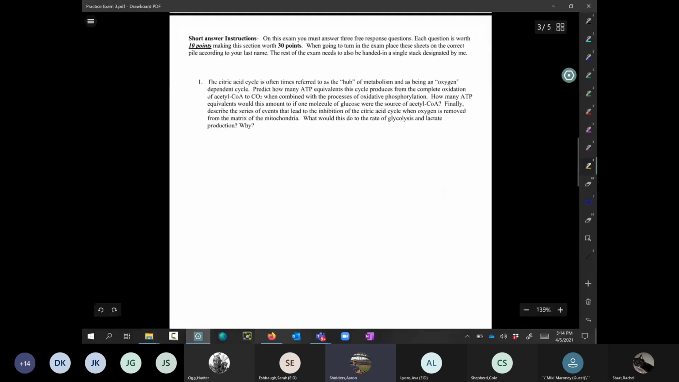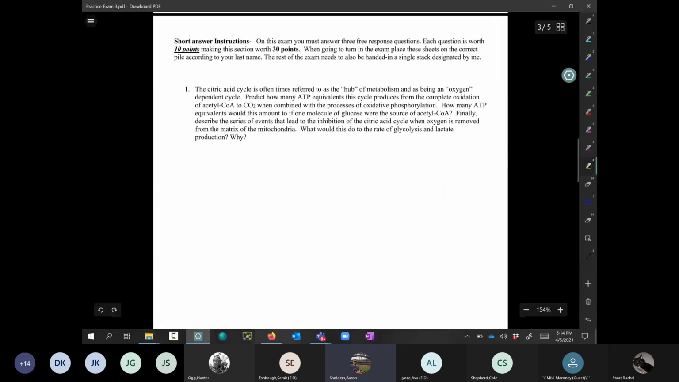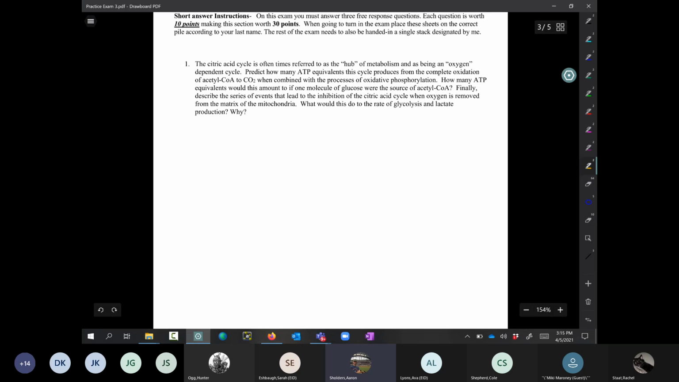Okay, so let's look at number 1 here. The citric acid cycle is often referred to as the hub of metabolism as being an oxygen-dependent cycle. Predict how many ATP equivalents this cycle produces from the complete oxidation of acetyl-CoA to CO2 when combined with the processes of oxidative phosphorylation. How many ATP equivalents would this amount to if 1 molecule of glucose were the source of acetyl-CoA? Finally, describe the series of events that lead to inhibition of the citric acid cycle when oxygen is removed from the matrix of the mitochondria. All right, boy, this is a mouthful. What would this do to the rate of glycolysis and lactate production? Why? Okay.